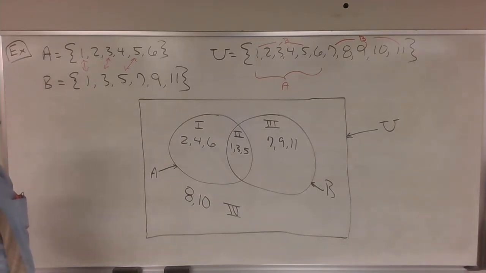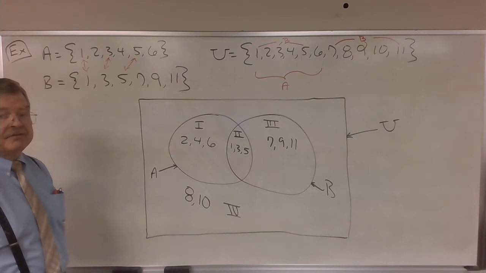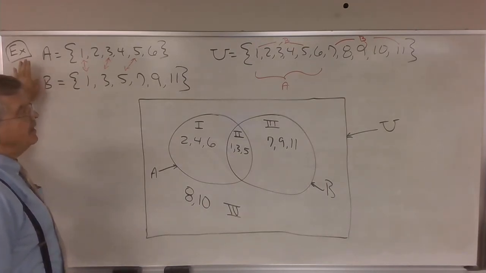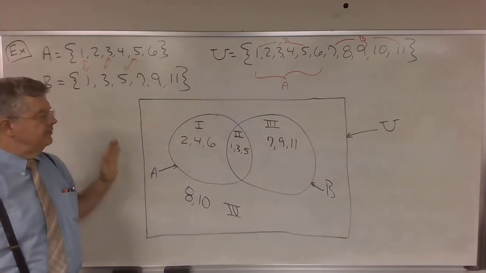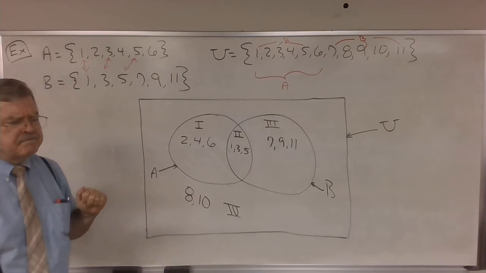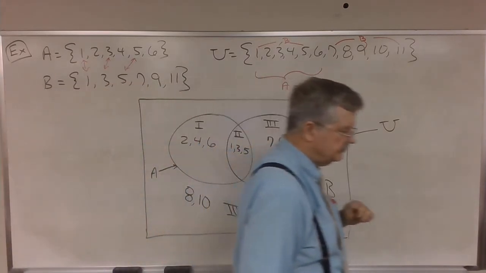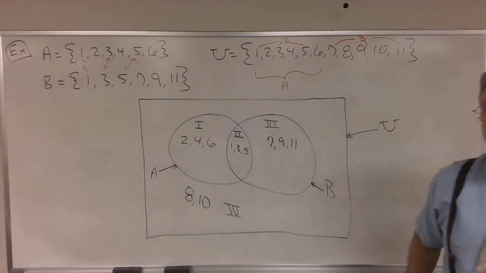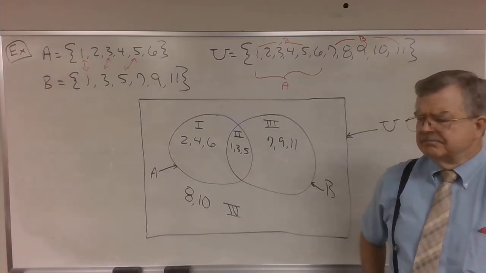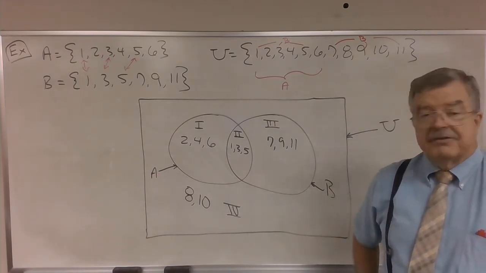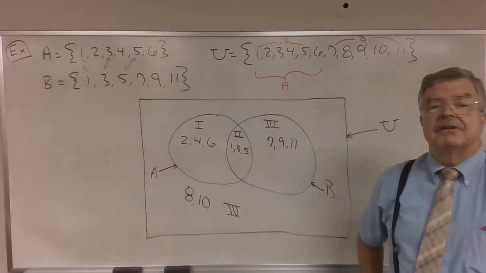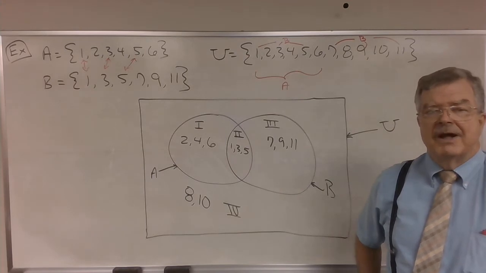So this would be a Venn diagram that depicts the relationship of A and B as well as the universe in this example. And again, Venn diagrams can be very helpful in solving counting problems and in solving logic problems as well.